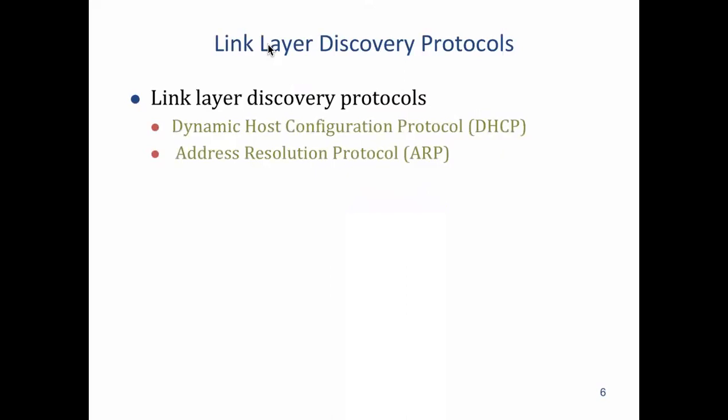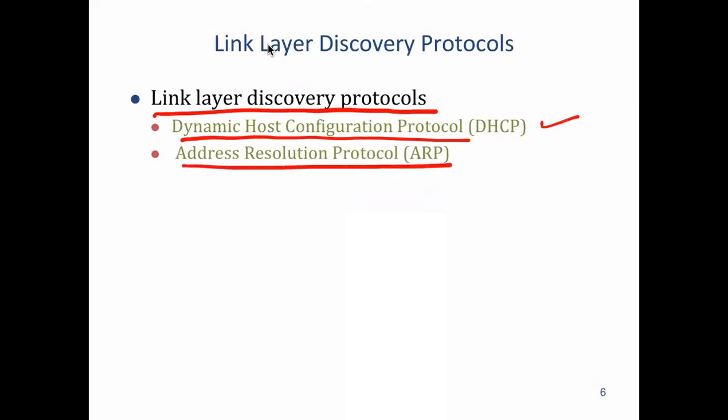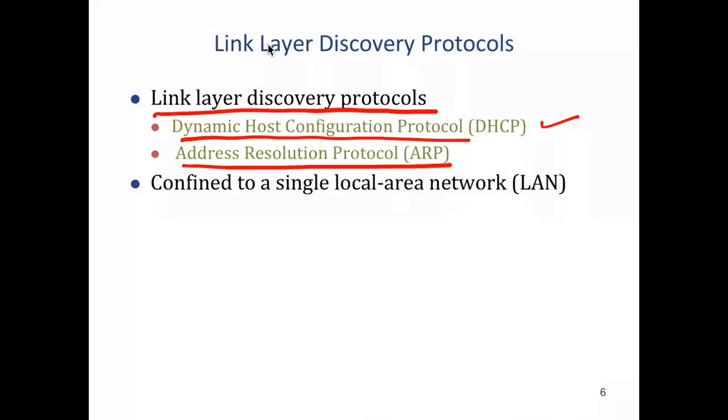Note that at the link layer, or data link layer, or layer 2, we have two protocols that are primarily used for discovery. These are called link layer discovery protocols. These are DHCP, which is Dynamic Host Configuration Protocol, and second is ARP, Address Resolution Protocol. We'll cover both in today's class, and we'll see how a cyber criminal can attack the vulnerabilities of these protocols. Basically the vulnerabilities are very similar. Now note that these are confined to a single LAN.